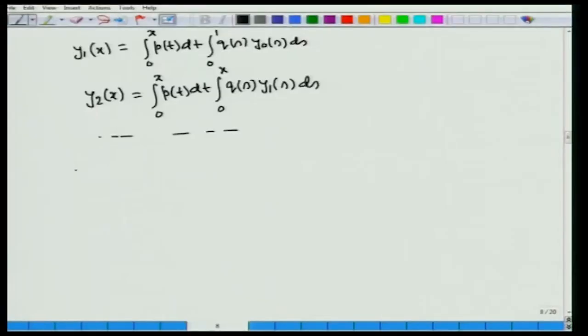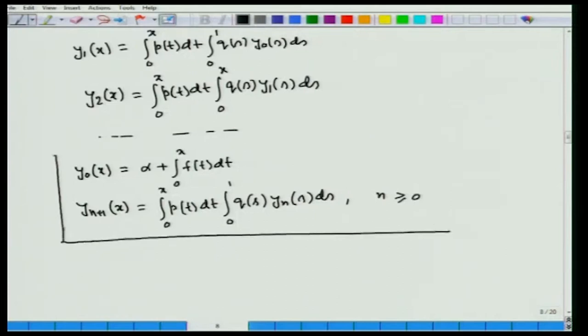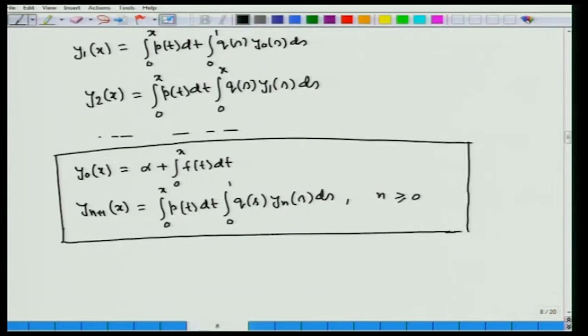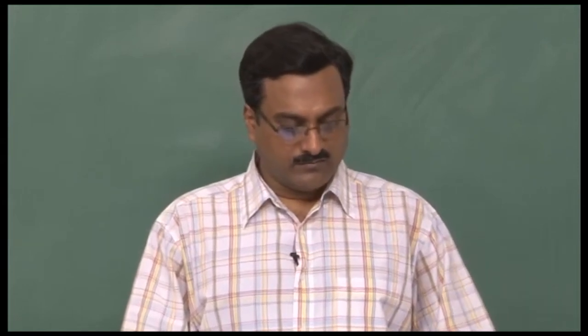So, the iterates in compact form can be written as y_0(x) is equal to alpha plus integral 0 to x f(t) dt and y_{n+1}(x) is equal to integral 0 to x p(t) dt then integral 0 to 1 q(s) y_n(s) ds, and this result is valid for n greater than or equal to 0. So, this is the compact form for finding the quantities y_0, y_1, y_2, y_3 and so on in order to find the solution of the Fredholm integro-differential equation using the Adomian decomposition method.